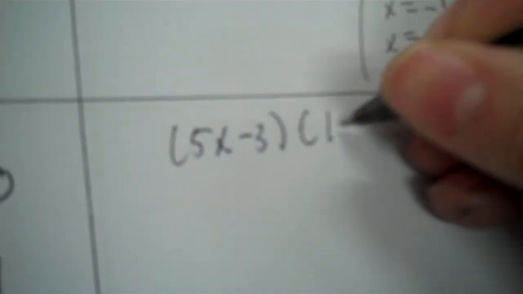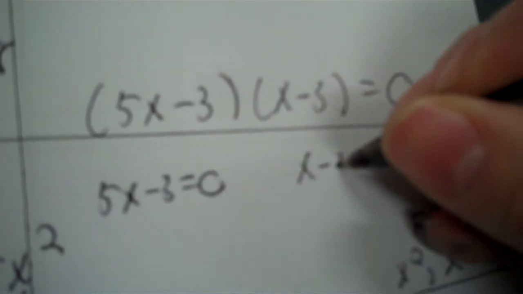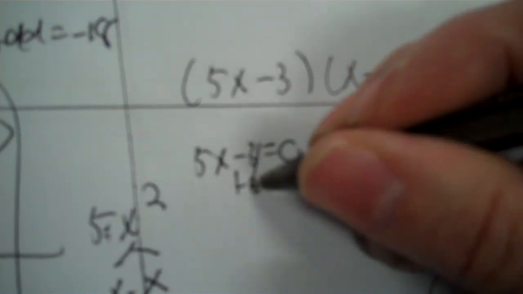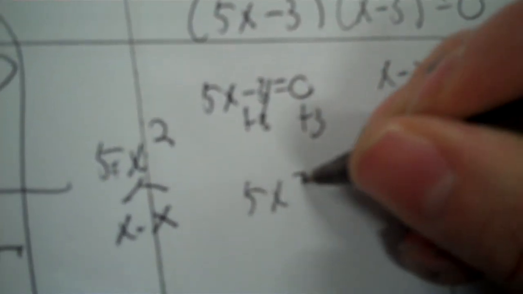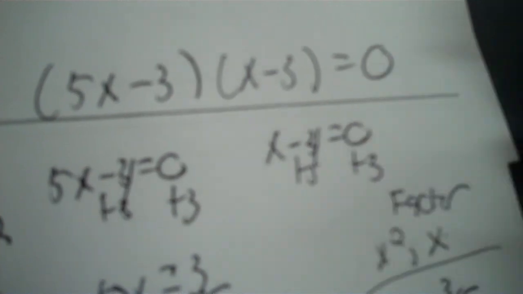Bring them over here. It's got a minus, but 5 is not a perfect square. Get rid of your 1. Got a minus, but x isn't a perfect square. So, okay, so 5x minus 3 equals 0. X minus 3 equals 0. Plus 3 plus 3, you get 3. That'd be 3/5. X plus 3 plus 3, and you get 3.